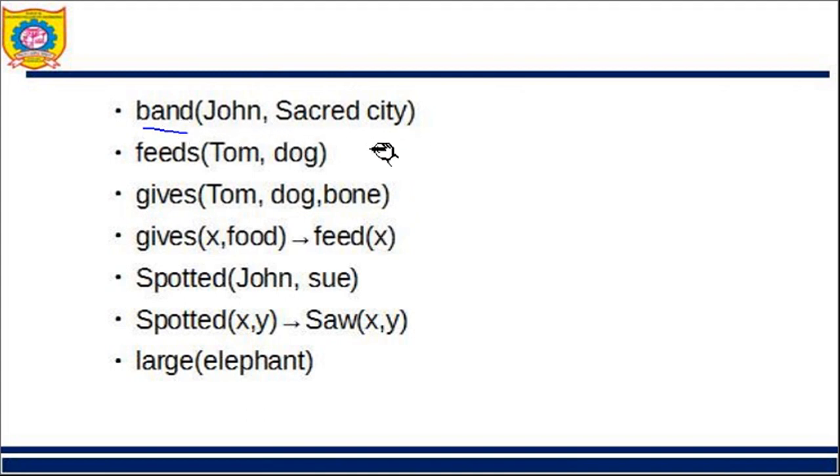Now this same statement can be said in this fashion also: John's band is Sacred City. This shows an inverse relation among both. I can say that John plays in band Sacred City, or John's band is Sacred City. This is called an inverse relation. In this fashion, we have to check the relationships between attributes.